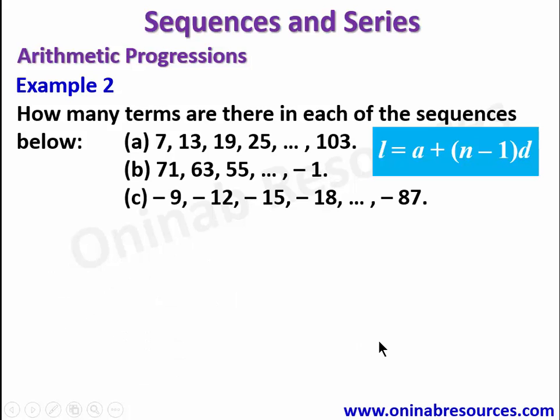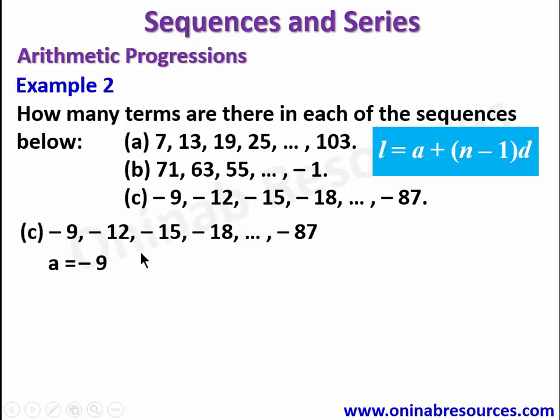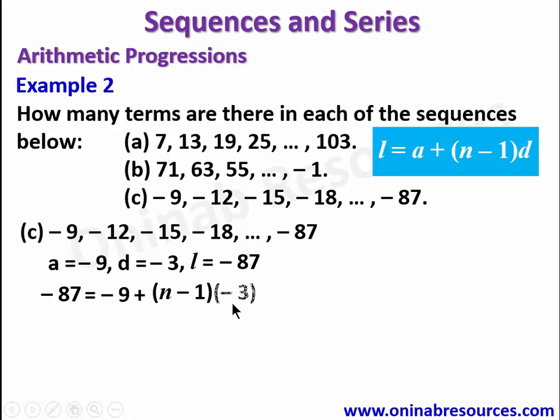So we go to C part of the problem. For C, I have the first term to be negative 9. To get d, we say negative 12 minus negative 9, and that will give us negative 3. So d is negative 3, and our L, which is the last term, is negative 87. So substituting all these in the formula, we have negative 87 is equal to negative 9 plus (n minus 1) multiplied by negative 3.